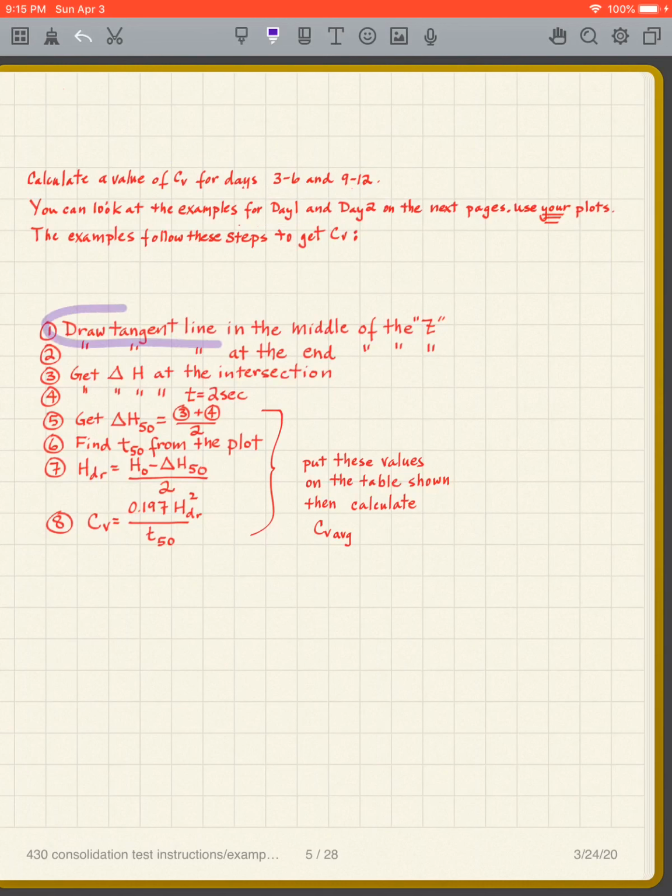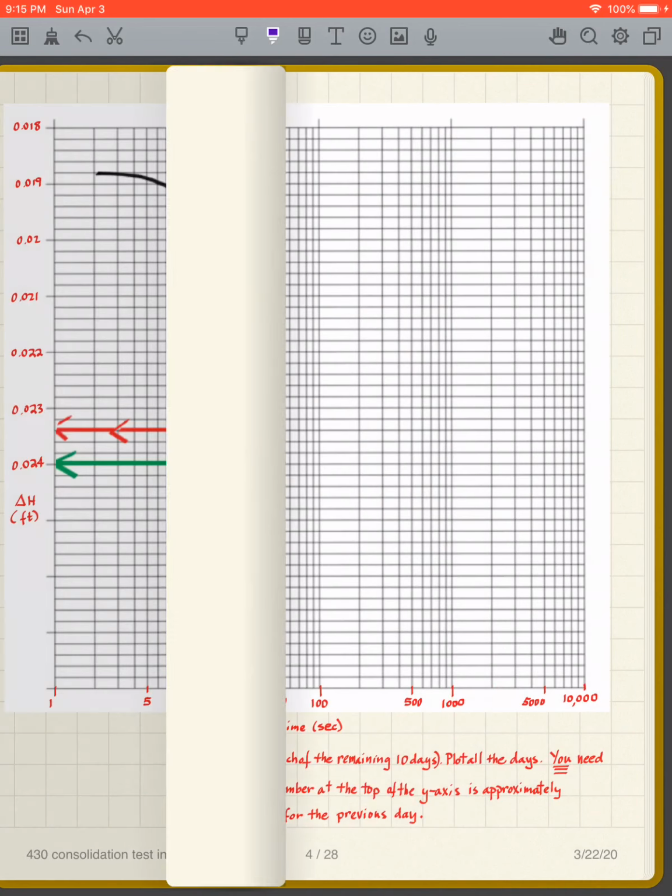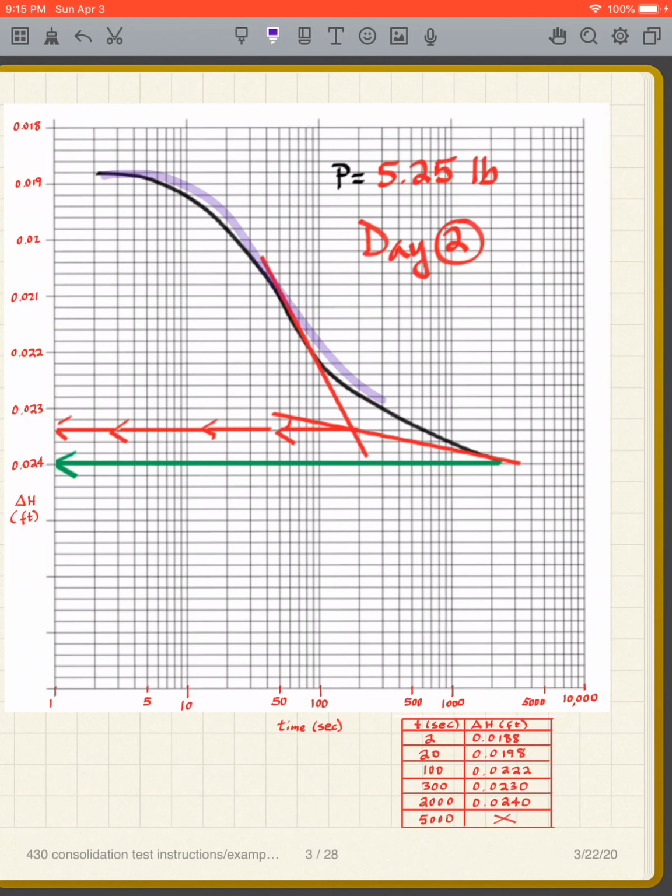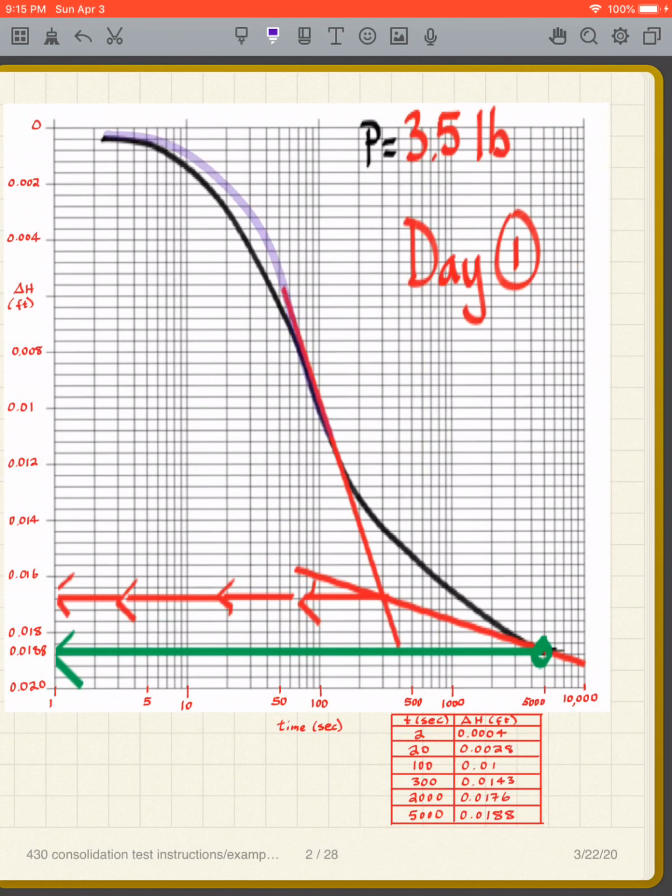They are to draw a tangent line in the middle of the Z. What do I mean by the middle of the Z? Well, this is sort of the Z. You can see sort of a soft Z. And this is a Z. That black line is a Z. So we have the middle of the Z, in this region, and this is the end of the Z in this region. So the first 2 steps are to draw tangent lines in the middle of the Z and the end of the Z.